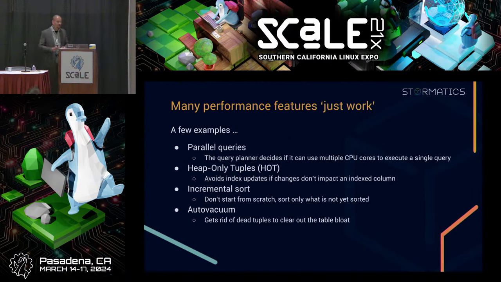Auto vacuum, I know at least yesterday there were a couple of talks that were focused on MVCC and auto vacuum. So as updates occur and as dead tuples increase in the table, the auto vacuum process will kick in and automatically clean up the dead tuples, thereby saving you table bloat. Now, all of these things happen automatically. All Postgres asks you to do is to let it do its job, and it will do it. So you don't need to tinker with anything. You don't need to invoke anything.